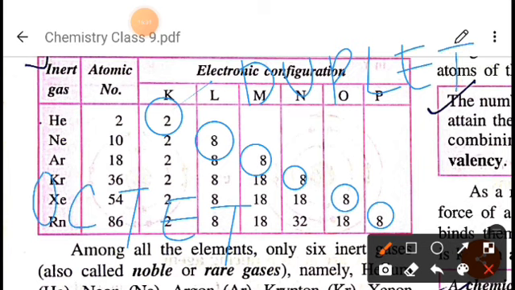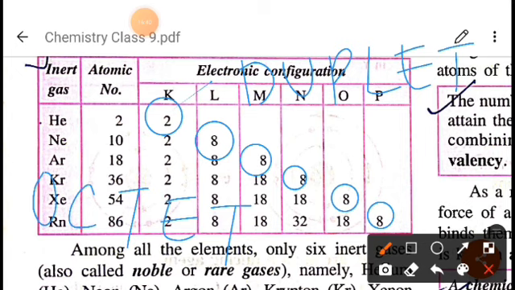Okay, so what I mean to say is that all these elements, only these gases, which are helium, neon, argon, krypton, xenon and radon, do not combine with other atoms to form molecules, as we know. Why?